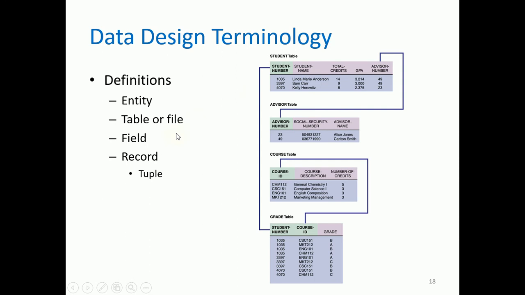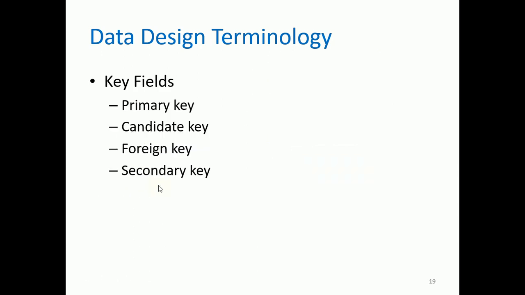Meaning, if you have one row, you already have one record, an instance of the entity. So record is the row, field is the column. It can also be called a tuple. Okay, we have these key fields: primary key, candidate key, foreign key, and secondary key.